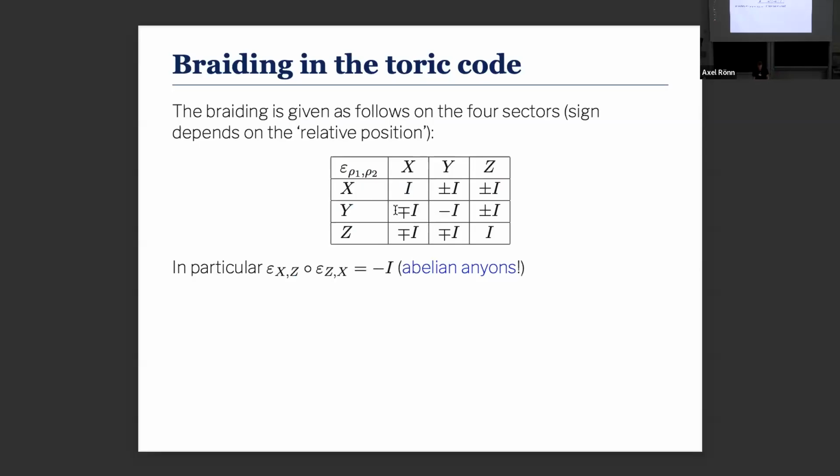But in particular, what we see is if you have an X particle and a Z particle, and we interchange them, interchanging them twice is the same as putting one around the other. I get minus the identity. That means they have these values. Right, so that's the toric code, and this is the answer that it should be. So that's really good. Right, so that's the braiding.